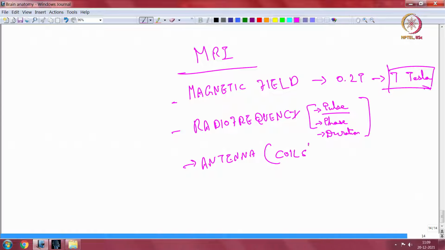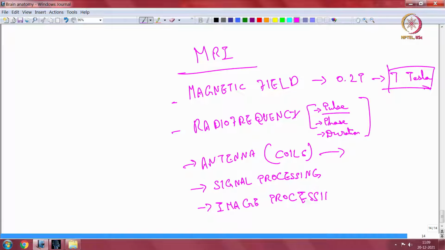So, you have a magnetic field, you have radio frequency, and then you have obviously antennas. Now, antennas are basically coils, and they are placed in close proximity with the body part which is being imaged. Now, after that is signal processing, and after that is image processing. Okay, we will analyze a little bit of this stuff before we actually go into the details.